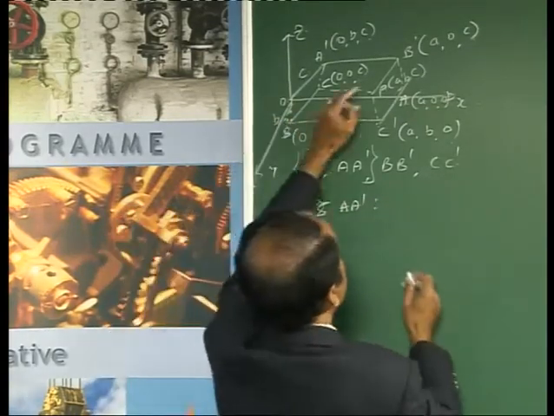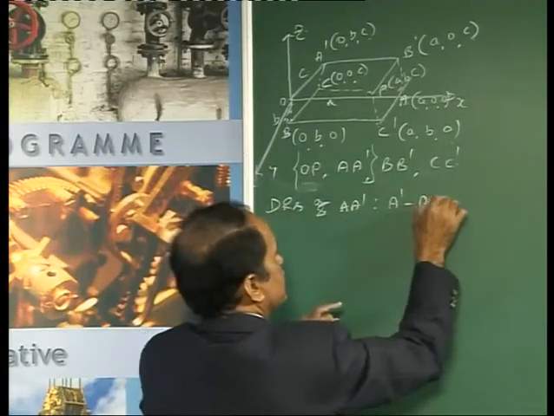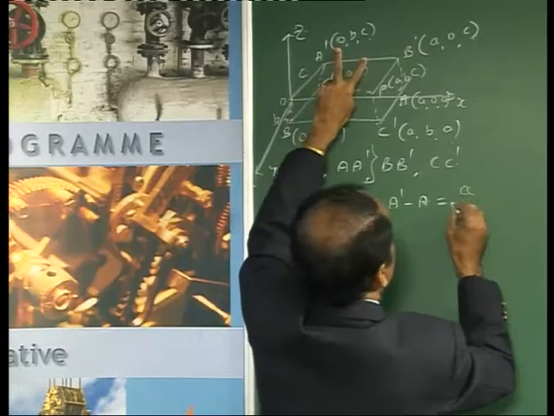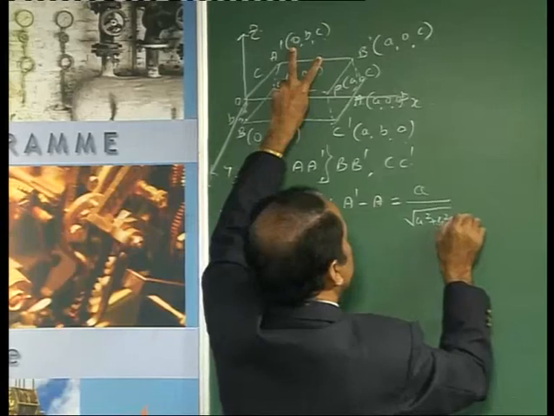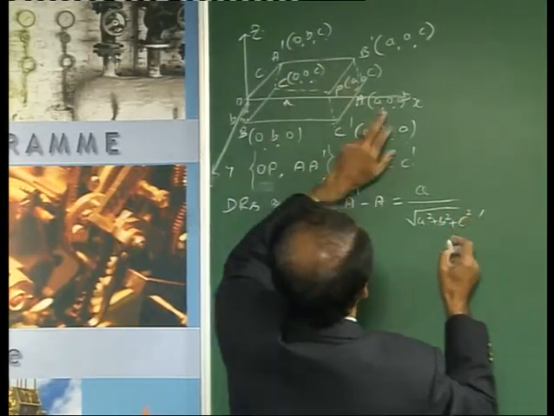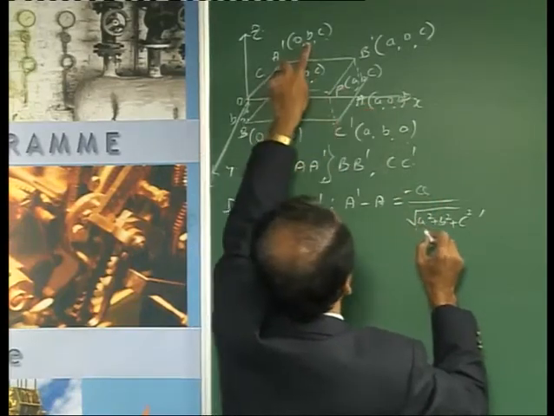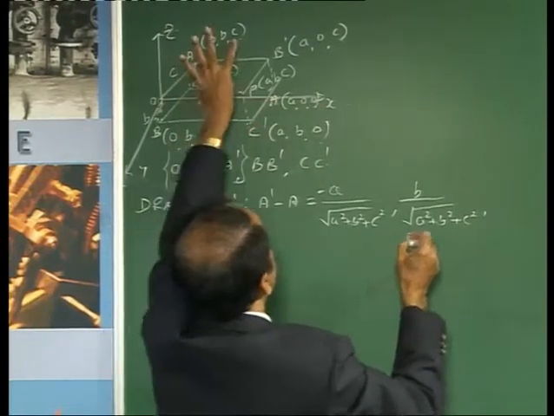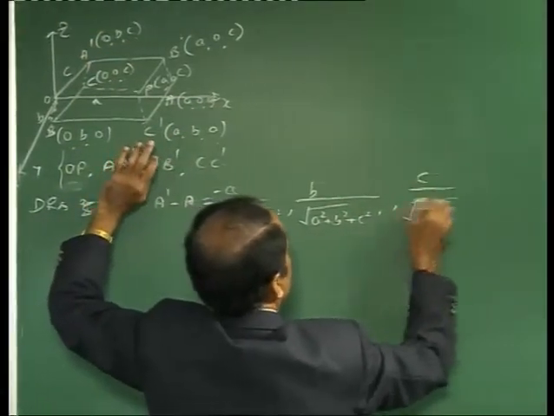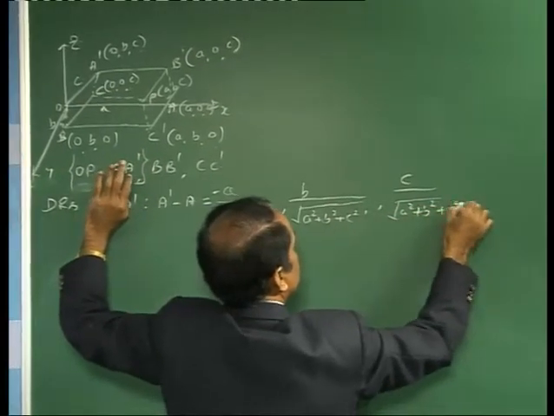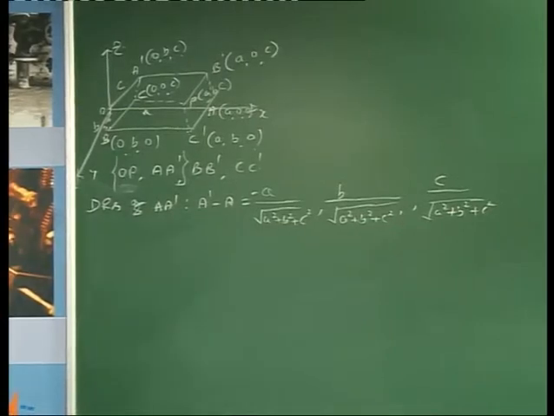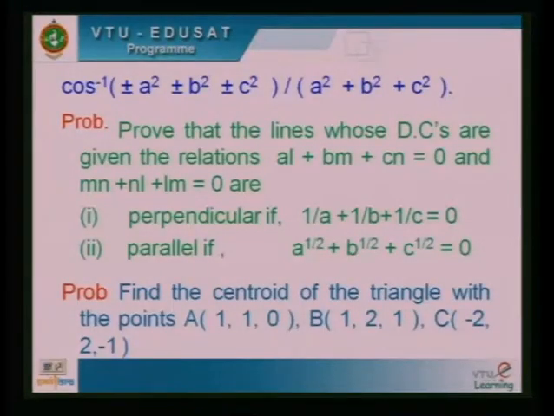Directly I can write AA dash as A dash minus A. If I write directly, A has these coordinates and this one, that is a divided by the square root of a square plus b square plus c square. Then b means next minus previous, that is b minus 0, therefore b divided by the square root of a square plus b square plus c square, and c minus 0, c divided by the square root of a square plus b square plus c square, like this. Even in short form, some authors instead of writing the square root of a square plus b square plus c square, write it in sigma notation, the square root of sigma a square.